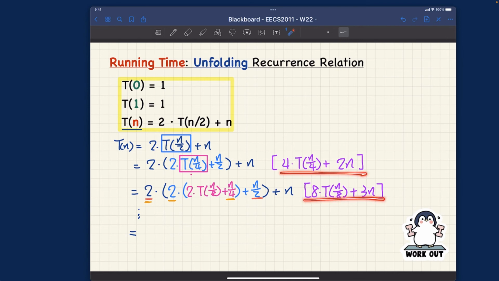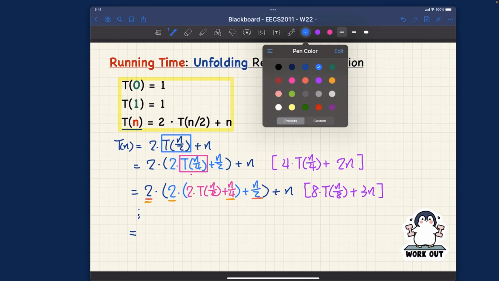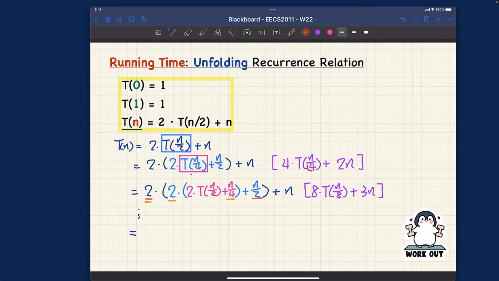Let's take a look. You should really focus more on the denominator over here. How about I use red? You can see the 4 over here is really 2 to the power of 2, and the 8 over here is 2 to the power of 3. Right? The pattern is that the multiplicative constant for the t function is really the value of the denominator. When it is 2 to the power 2, it's equal to 4. When it is 2 to the power 3, it's equal to 8.